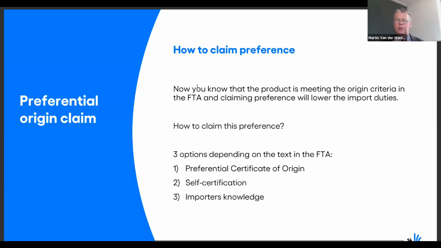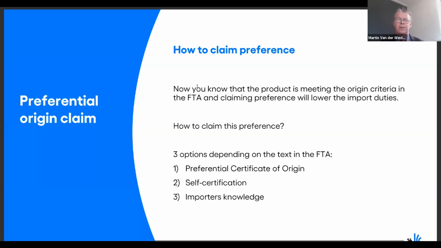All right, so first we know there is a free trade agreement. We know that the import duties will be less when we claim preference. We did our work, I told you in 10 minutes, but for you as an exporter, it's a bit more difficult. But you know that your product is meeting the origin criteria as mentioned in the free trade agreement. Then the last step is how to claim preference.